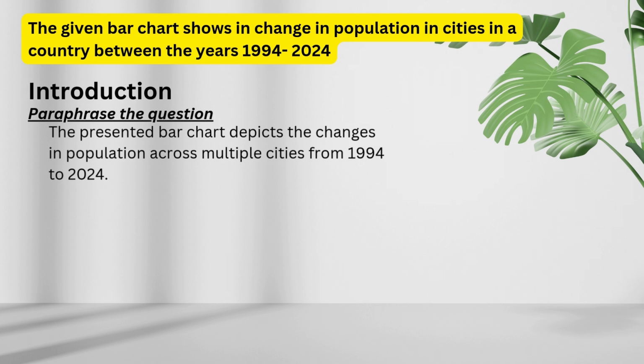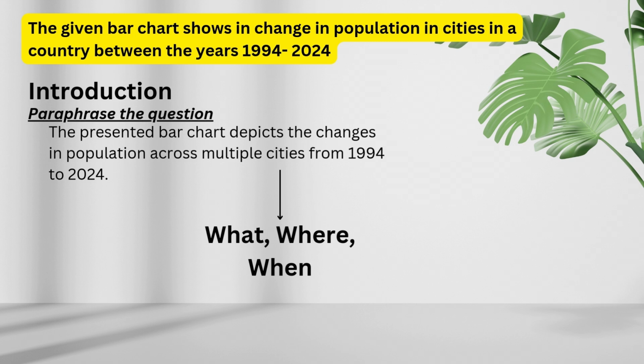So in your introduction, you paraphrase the question, and you do remember to mention what, where, when. In this case, what is population, where is multiple cities, different cities in a country, and when is your time, which is given from the year 94 to 2024. Now, after you've written your introduction, then you will move on to the main body.